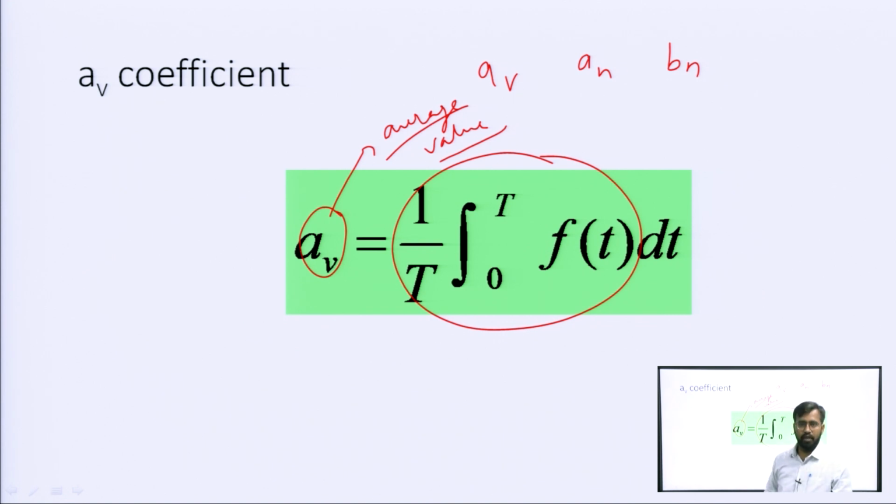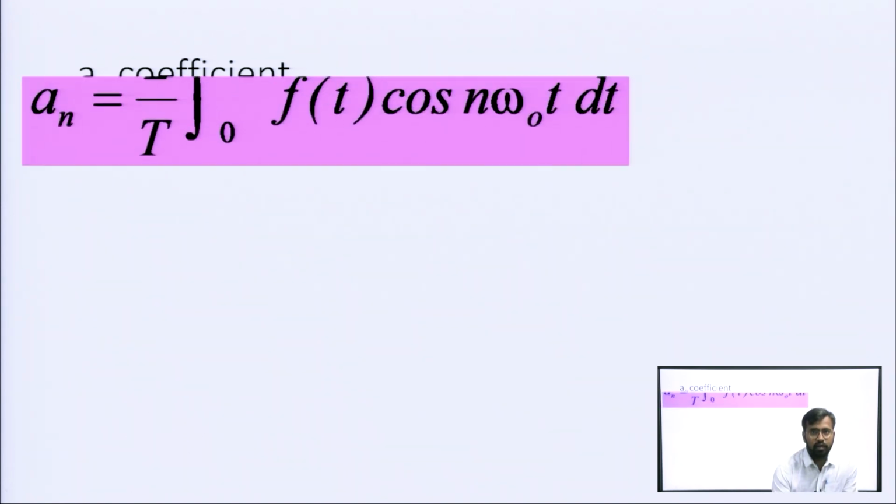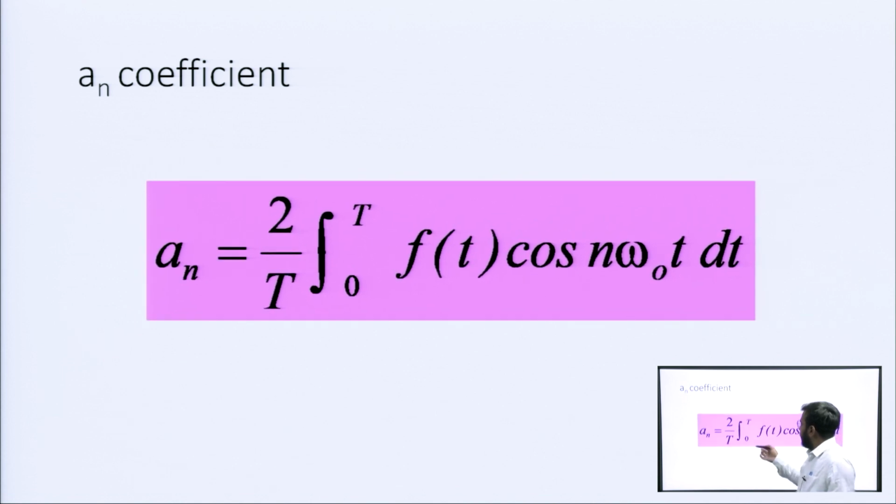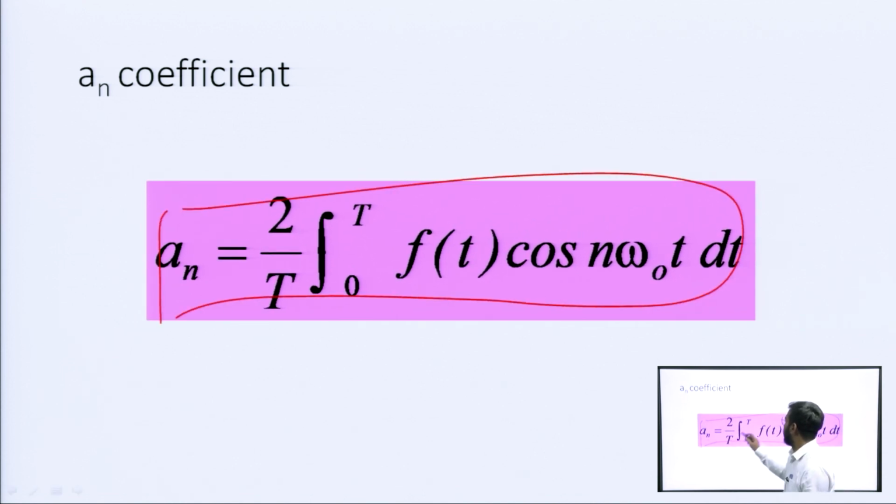Means average value of any function. Next we have a n. So, a n is basically 2 by T, integral 0 to T of f(t) cos(n omega naught t). Also, you must remember one thing.